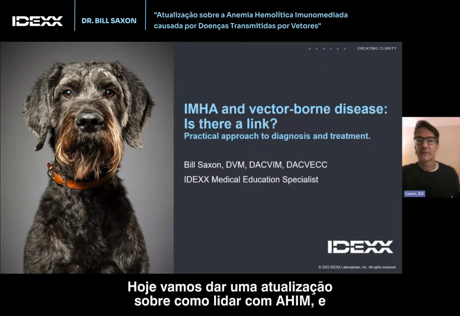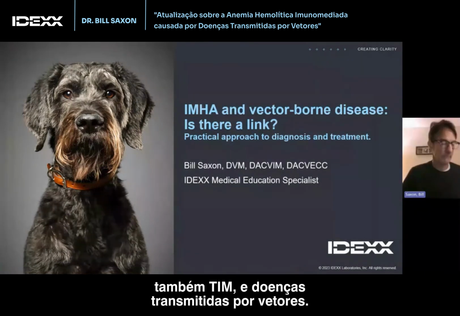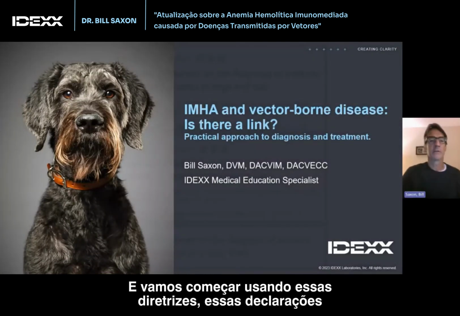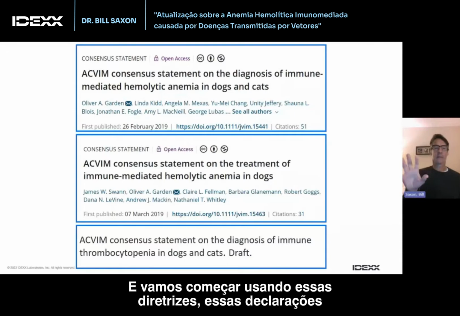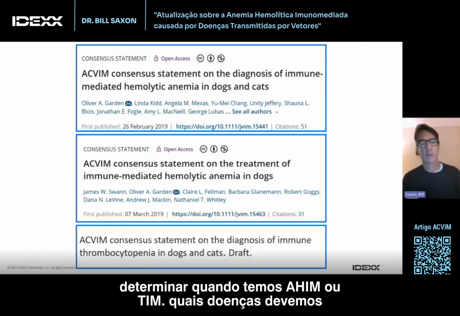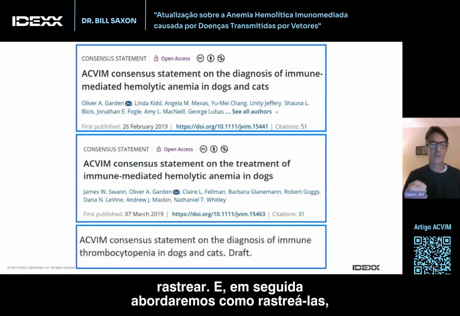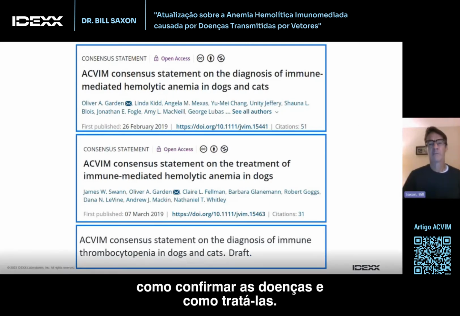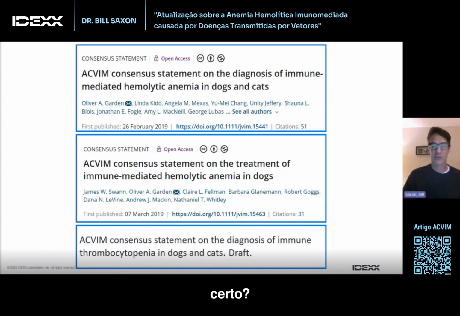Minutes or so, giving an update on how to deal with IMHA and also ITP in vector-borne disease. All right, so let's just jump right in. We're going to start by using these guidelines, these open source consensus statements from the ACVIM, to help us determine when we have IMHA or ITP, which diseases we should be screening for, and then we'll cover how to screen for them, how to confirm the diseases, and how to treat.